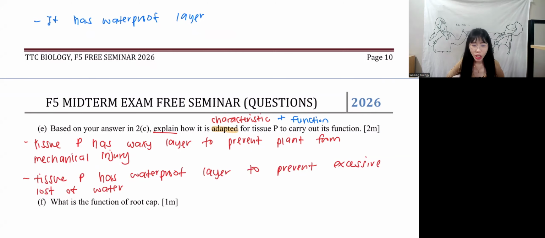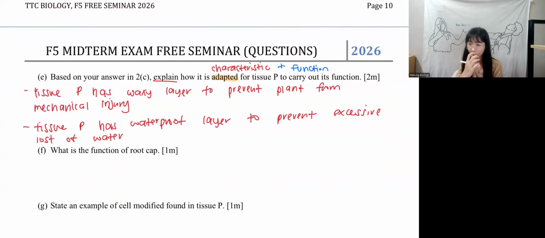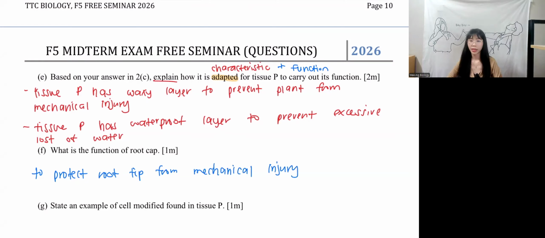Okay, what is the function of the root cap? Root cap is to protect root tip from mechanical injury. Very good. To protect root tip from mechanical injury. Protect root tip. Not just the root, but the root tip from mechanical injury.